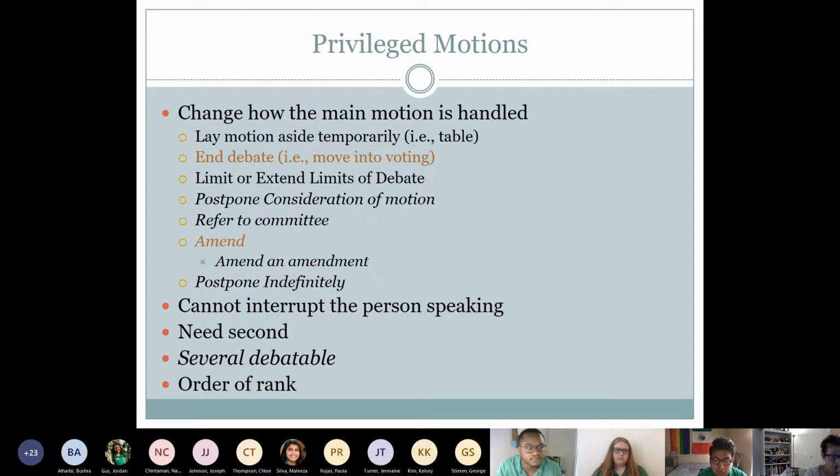And then I also want to refer you at this point to that cheat sheet that should be in Teams that shows you actually more motions than just these. And it talks about which ones you can interrupt a speaker with, which ones need a second, which are debatable, which are amendable, and what vote count they need. All right, so I'm going to pause real fast and see if anybody has any questions.